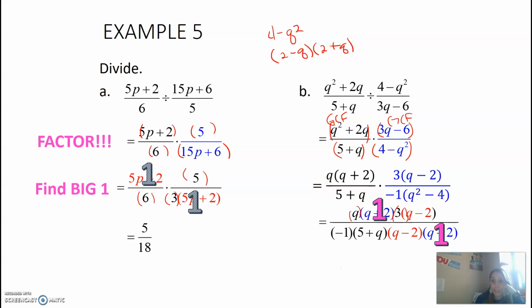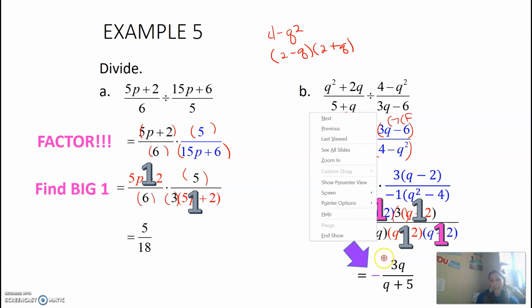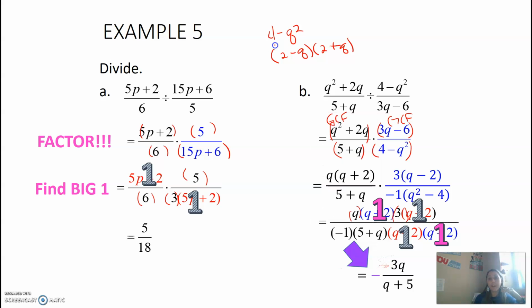There is no 3 on the bottom, so there are no 3's. But there is a q minus 2. I have a 1, but I see the negative 1 out here, so I end up with 3q times negative 1 times that. And again, I can't have that negative in the denominator. So we never want something other than a positive number in the denominator. A positive divided by a negative is always a negative, so I can put it out front. I can also put it here in front of the numerator, but that's why you want to do that.